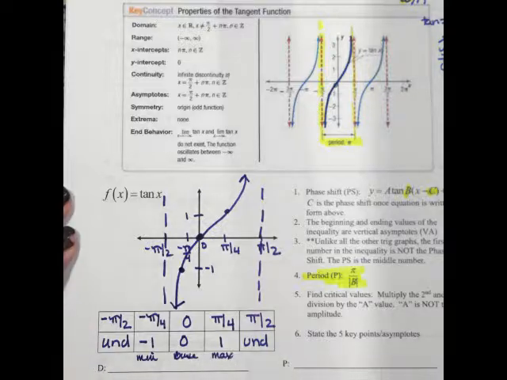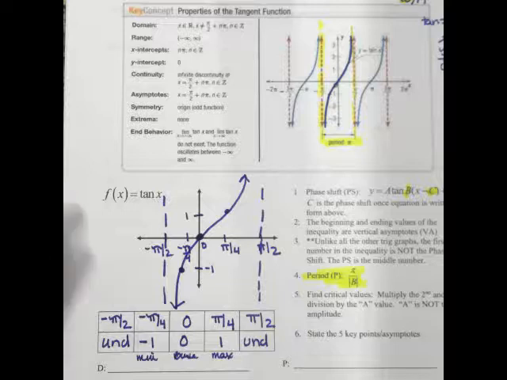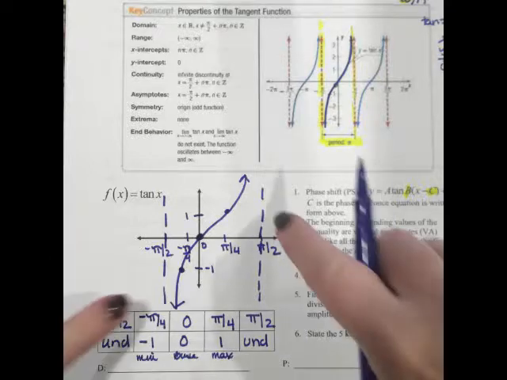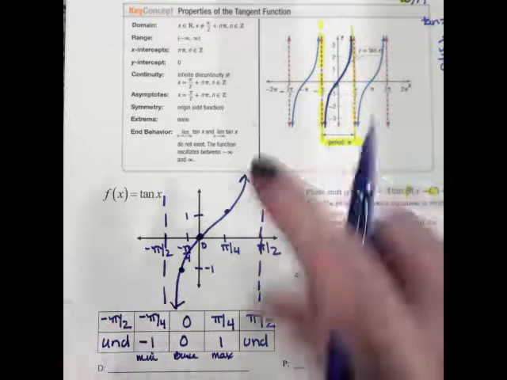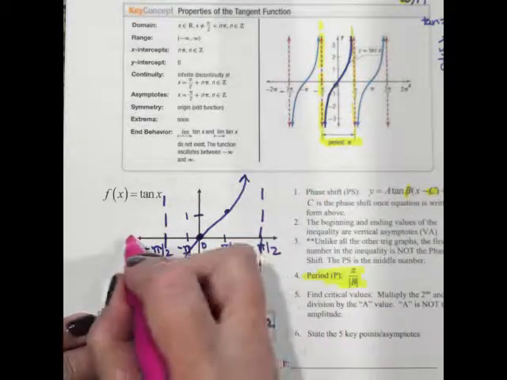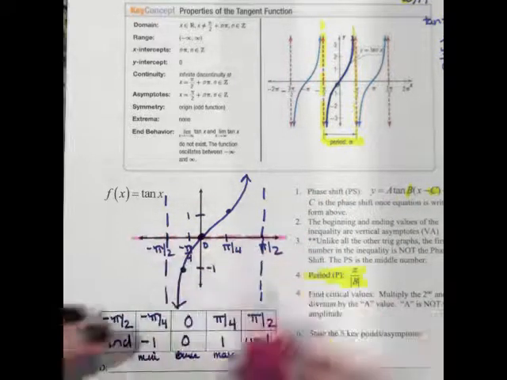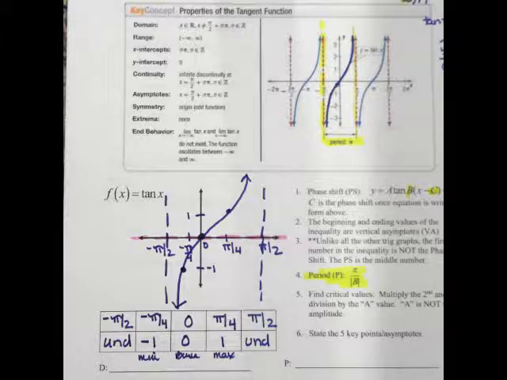Like secant and cosecant, there is no amplitude. The reason why there's no amplitude is there's no max or min. Amplitude means max and min. So if you look at the graph, you can see we do not have a highest and lowest point. Baseline, we identify just like we do for secant and cosecant. It's going to be the x-axis unless, of course, you have a vertical shift.